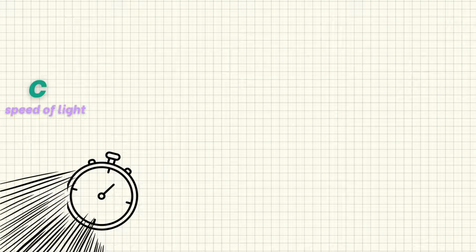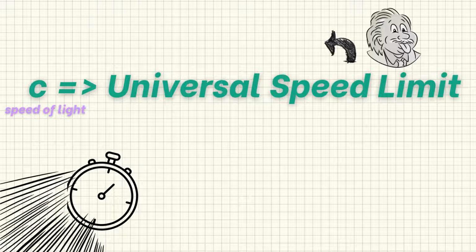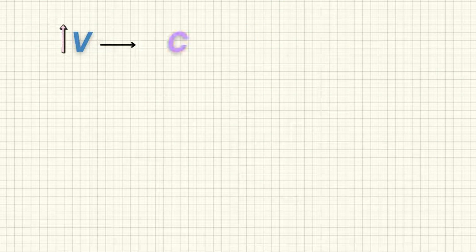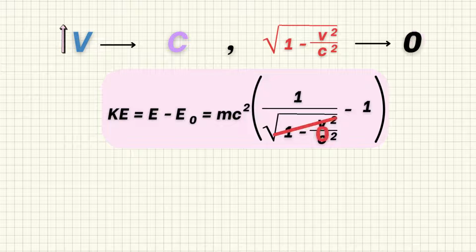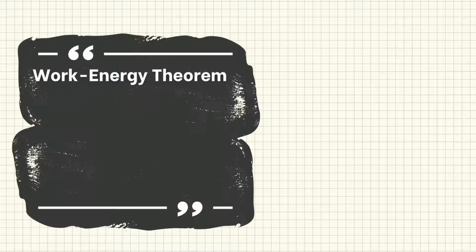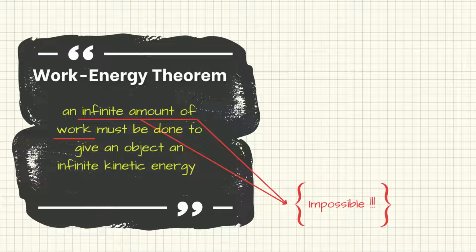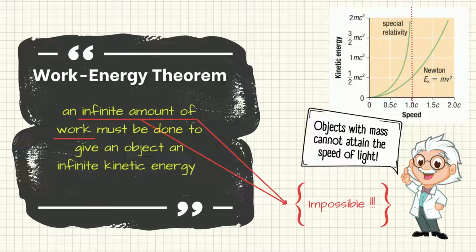To see that the speed of light as a universal speed limit is a consequence of special relativity, consider the following equation. As velocity approaches the speed of light, the relativistic factor approaches 0. Hence, kinetic energy becomes infinitely large. However, the work-energy theorem states an infinite amount of work must be done to give the object an infinite kinetic energy. Since an infinite amount of work is not available, objects with mass cannot attain the speed of light.